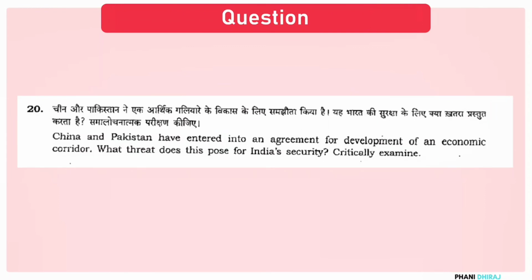Coming to the final question, question number 20: China and Pakistan have entered into an agreement for development of an economic corridor. What threat does this pose for India's security? Critically examine. What they are essentially asking about is CPEC, the China-Pakistan Economic Corridor, that passes through Pakistan occupied Kashmir, that is Indian territory.